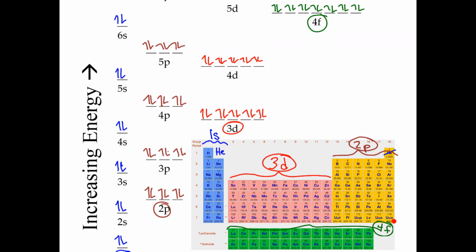So my point is this. The periodic table right here tells you the order. As long as you remember 1, 2, 3, 4, s, p, d, f, if you could just memorize that, you'll have everything, because you know the first s is 1, the first p is 2, the first d is 3, the first f is 4, and this whole entire order comes from the periodic table.